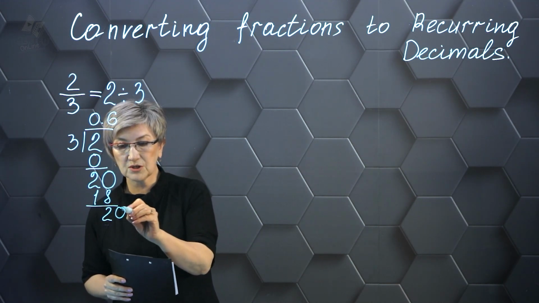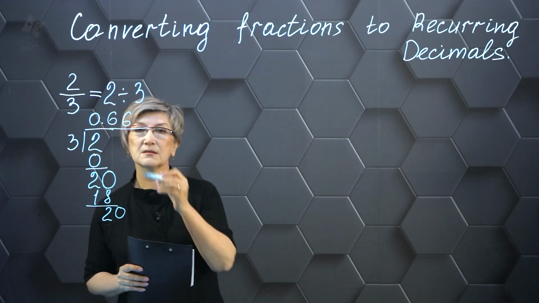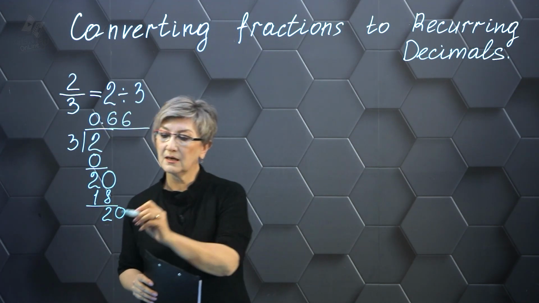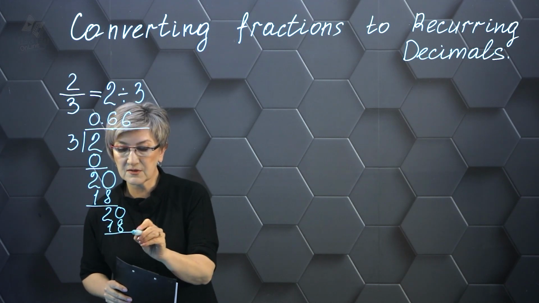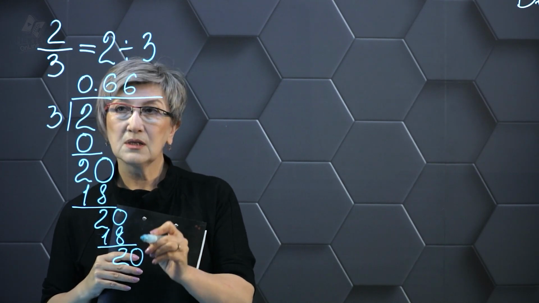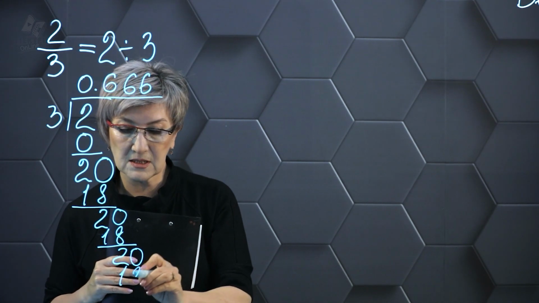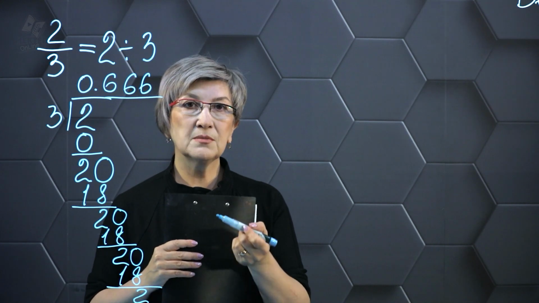Then we add another 0. 20 we divide by 3, and again we multiply 6 by 3. And the result is 18. And once again the remainder is 2. Let's add one more 0. 20 divided by 3. And once again, multiply by 6. 6 times 3 is 18. And again we have 2. So we see that this division will be infinite. There will still be some number in the remainder.